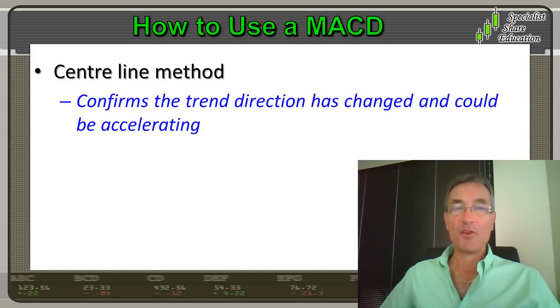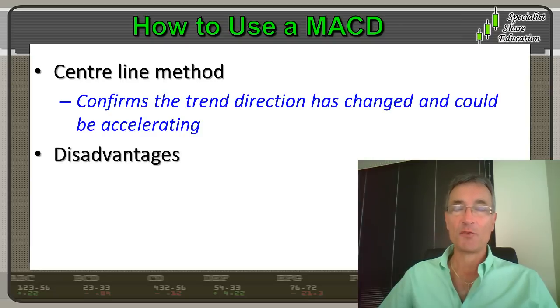Now the centerline method is the other way of using this, and it's when the MACD line actually crosses over the zero, and what that does is confirm that the trend direction has changed and could be accelerating. Doesn't necessarily mean that it is accelerating, but it means that it could be accelerating.